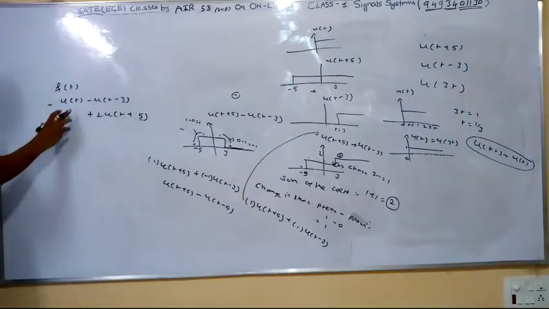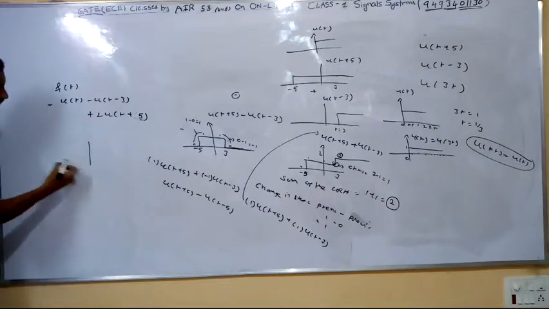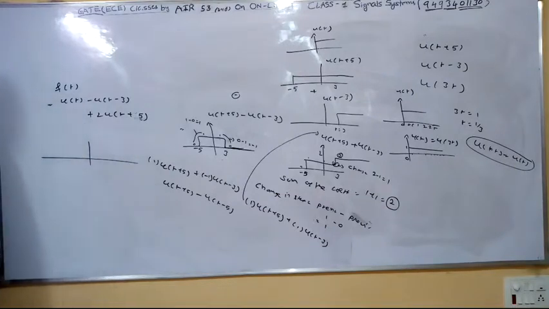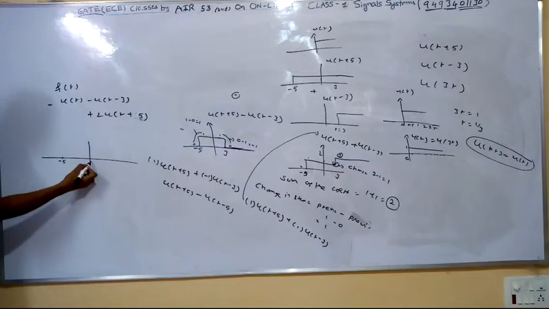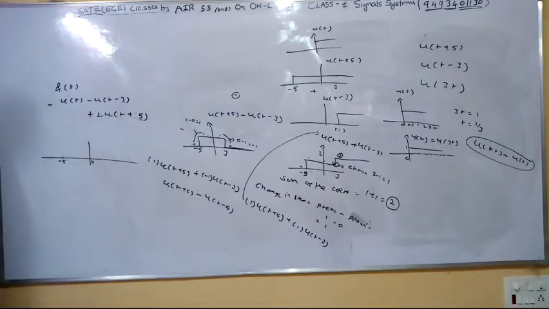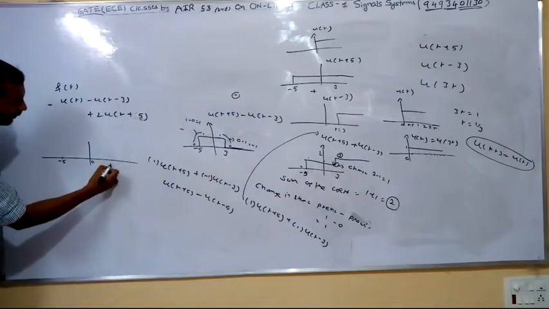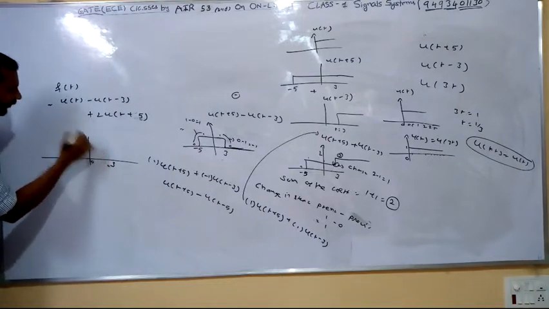Similarly, here what are the instances? First of all, what are the instances here? Here the corresponding instances are: t plus 5 is nothing but t equal to minus 5, and at t equal to 0, and the corresponding u of t minus 3 is nothing but the instant at t equal to 3. These are the corresponding instances.